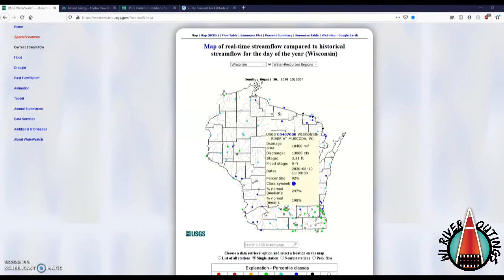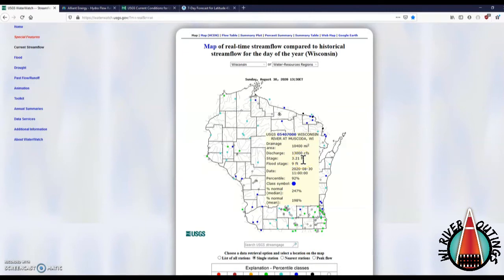When you hover over this button from this particular view of the USGS, it gives you all sorts of information. It tells you what the station is, how big a drainage area it covers, its current discharge, which right now is 13,000 CFS. We're experiencing a bubble that's working its way through. It also gives you the information in height.